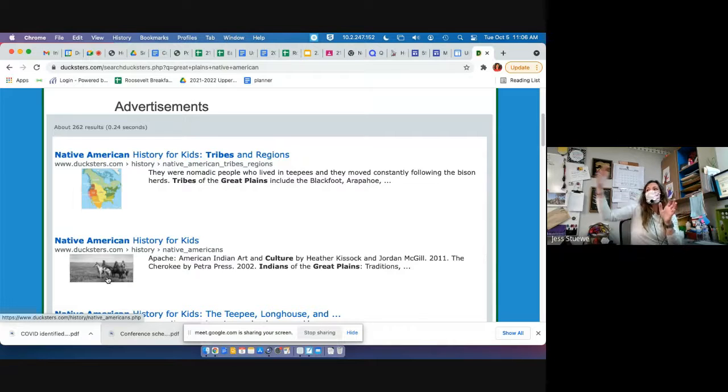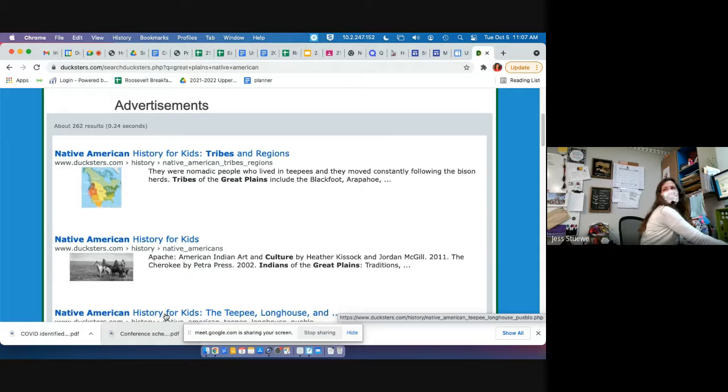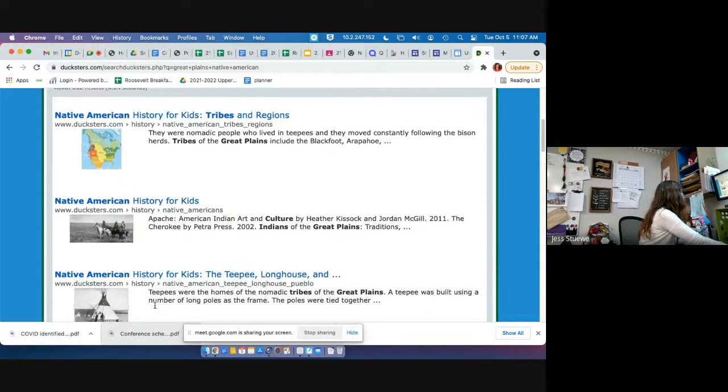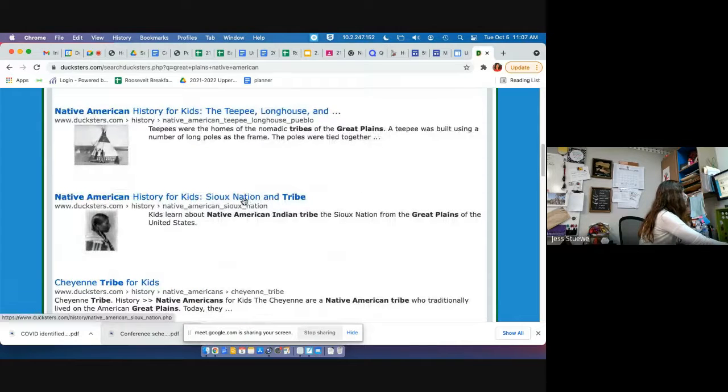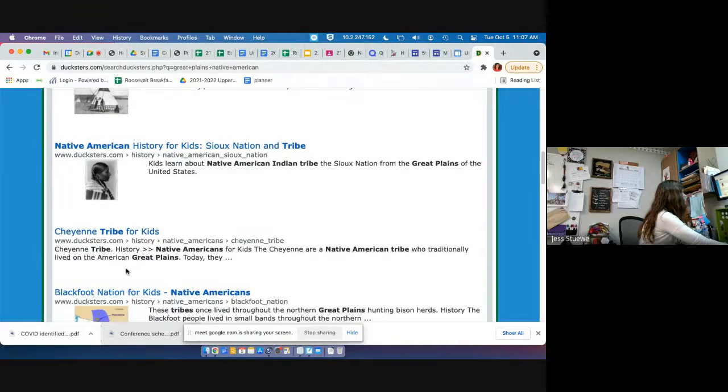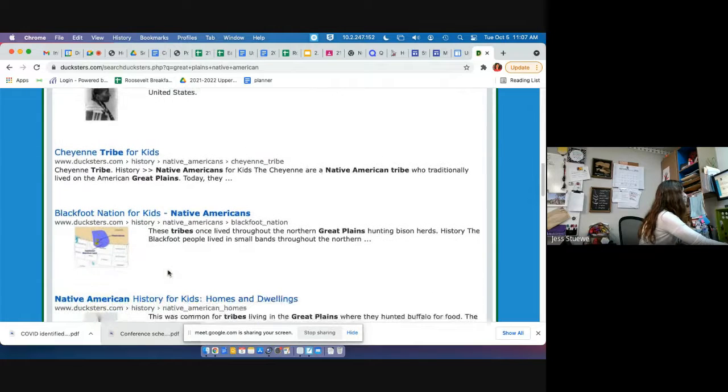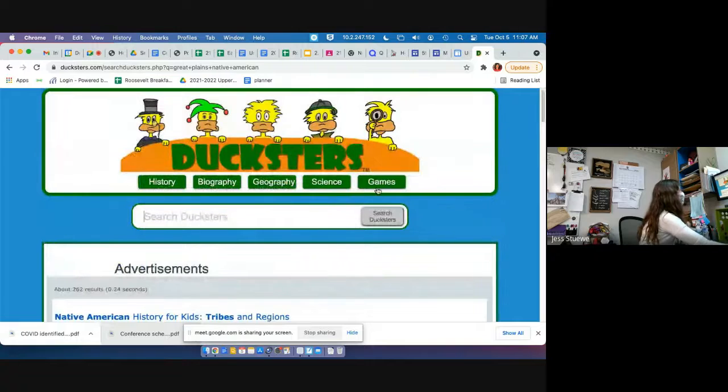So these pictures are probably from a time much later. We want to go earlier. Yeah, we want to go earlier. So 1,000 years ago, and Plains ponies perhaps, but if it looks like Arabian horses, they were not there at that time. Here's some more information about the teepee. Here's the Sioux Nation tribe from the Great Plains, information from a history site on the Cheyenne, the Blackfoot. Okay, so you can do a little search in here, and Ducksters is a pretty good website that has been checked out by other teachers and is a pretty reliable source for you as well.